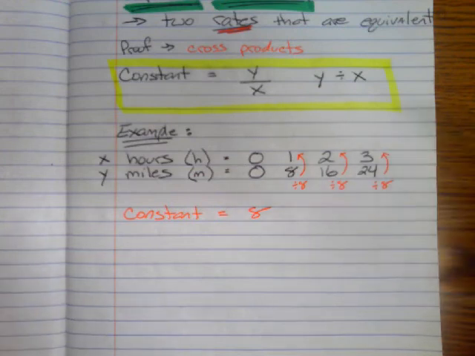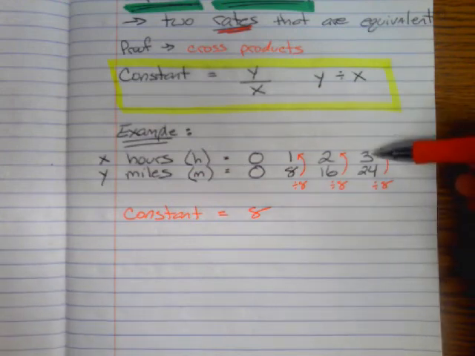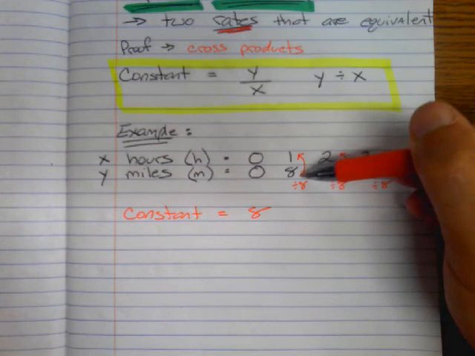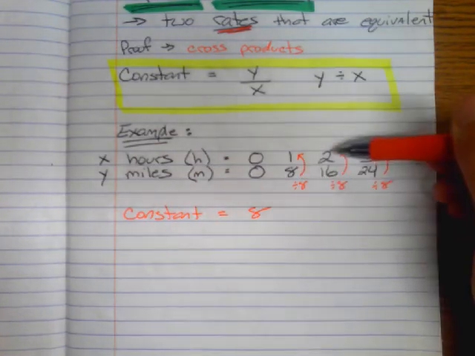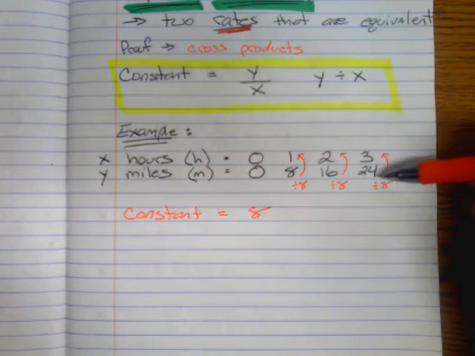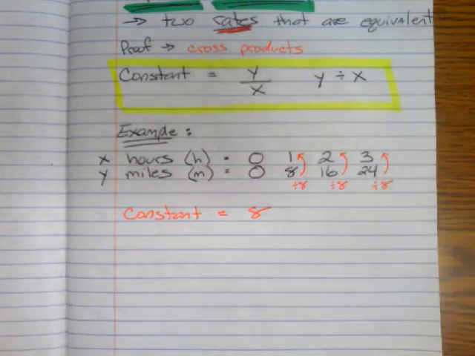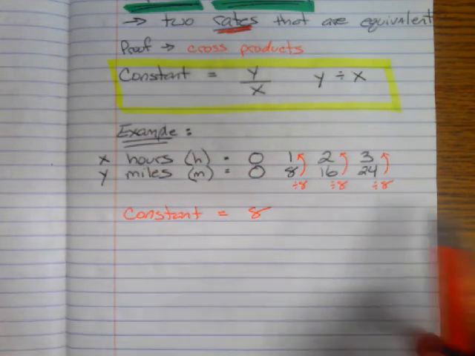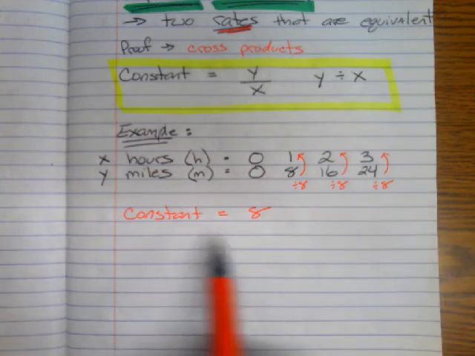You could look at it the other way. You could say, well, to get from 1 to 8, I have to times by 8. And 2 to 16 is times by 8. Or 3 to 24 is times by 8. Still, the constant change occurring is always multiplying or dividing by 8. So in this case, these are proportional because they all have a constant of 8.